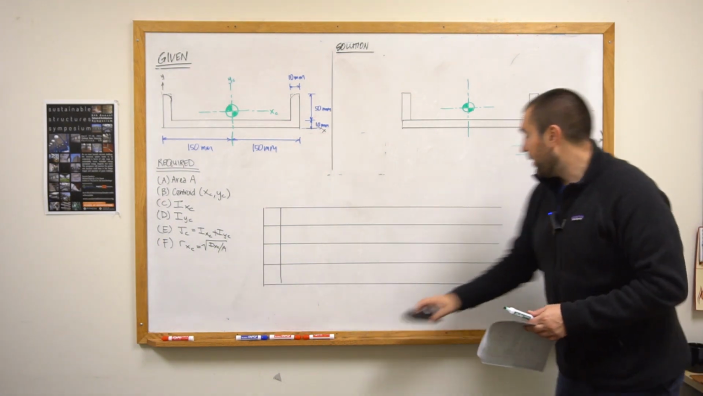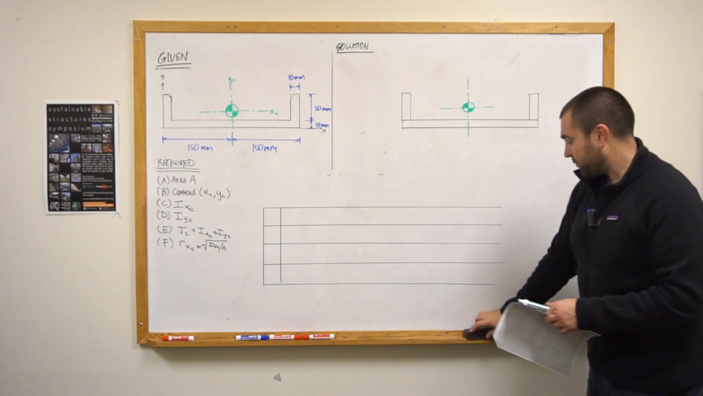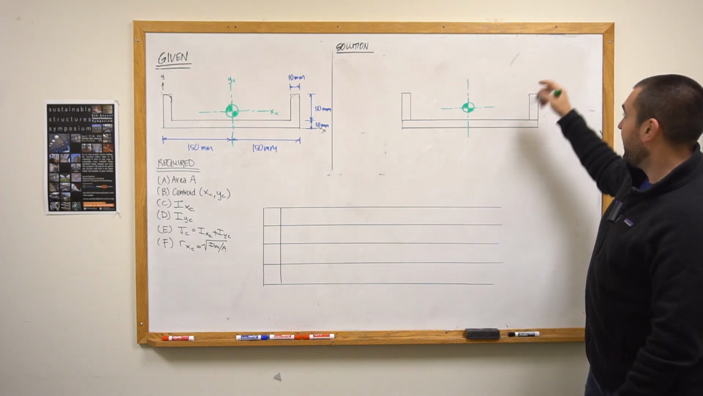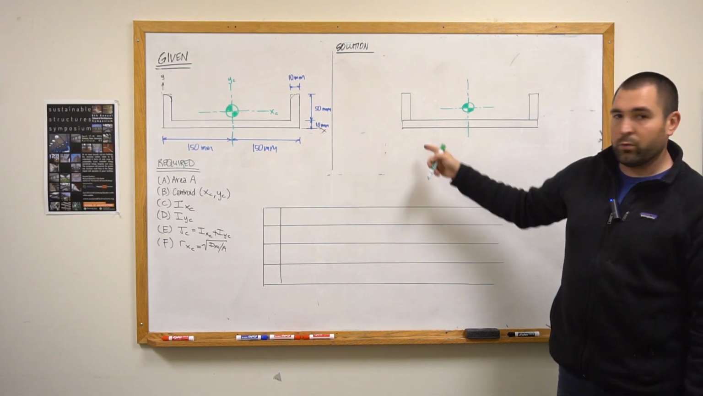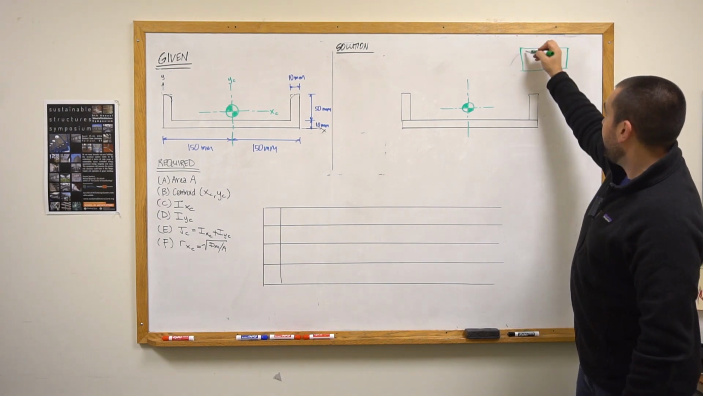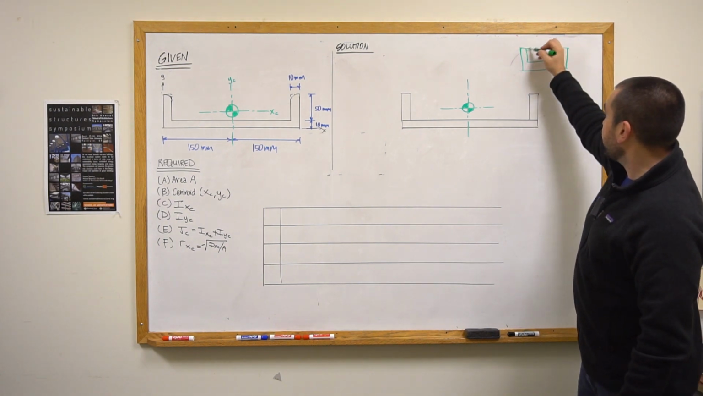I would also point out that some people might look at this shape and they would say, I don't see 3 rectangles, I see 1 big rectangle and then 1 negative rectangle.